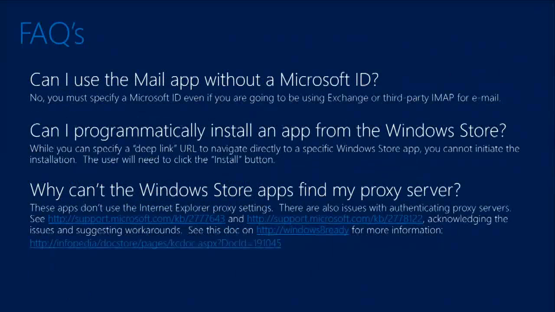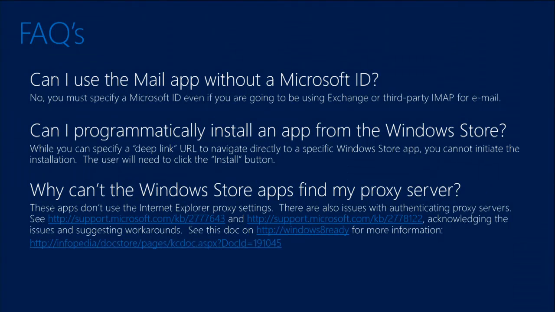Other people have noticed that, well, the Mail app requires a Microsoft account before I can add an Exchange account. Is there a way around that? Because I want to turn off Microsoft accounts. I want to turn off the Windows Store. I just want to use my internal Enterprise App Store. How do I do that and still be able to use the Mail app? Well, in Windows 8, that's not possible. In Windows 8.1, the Mail app is being enhanced to allow that, so that you can add an Exchange account without adding a Microsoft account first.